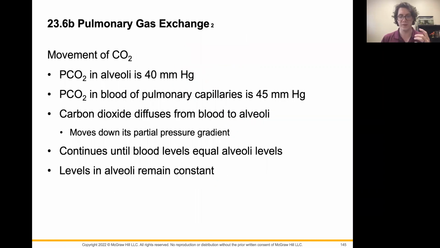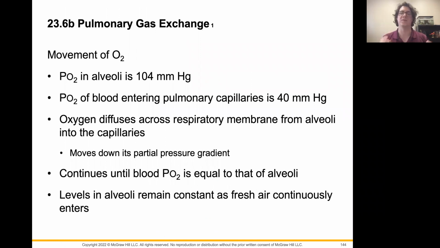So it's really going to be the movements of these molecules based off of these partial pressures. The pressure of oxygen in the alveoli is now 104, because that's the air that we're breathing in, remember. The pressure of oxygen entering the capillaries of the blood is 40. 104 is higher than 40, so the oxygen will move down.